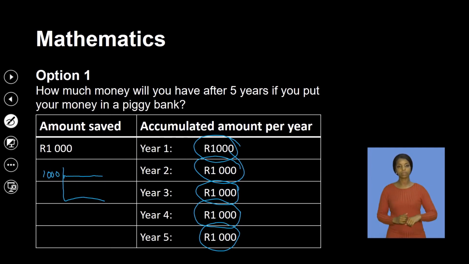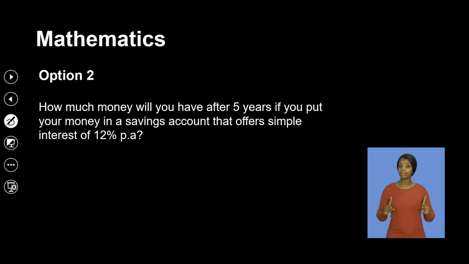So each and every year, even if you can leave this for 20 years in your piggy bank, it will remain 1,000 Rand after those 20 years. But if maybe you are like myself and at times you just want to get some interest on your money, you go to the bank and you say, can I please save my money in a savings account? And then they say to you, we're going to offer you some simple interest of 12% per annum. Remember, simple interest is always at the end of the year, right? Hence, it's per annum. Let's look at what this means.